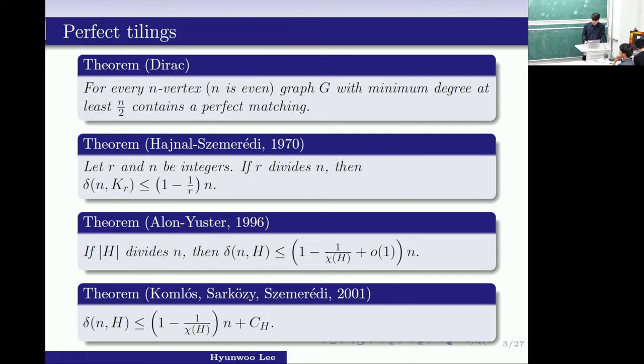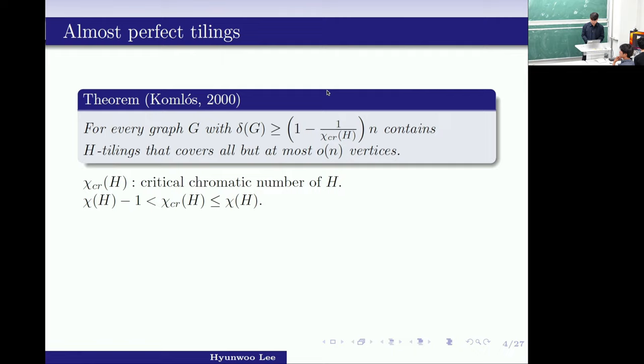So far we have been considering perfect graph tilings. Then what about almost perfect tilings? An almost perfect tiling is not a perfect tiling, but it covers almost all vertices. In 2000, Komlós proved that every graph G with minimum degree at least (1 minus 1 over the critical chromatic number of H) times n contains an almost perfect H-tiling. Here chi_cr(H) is the critical chromatic number of H. I will not explain why it is called that, but just keep in mind that this number lies between the chromatic number of H minus 1 and the chromatic number of H. What is the critical chromatic number? I will explain it.